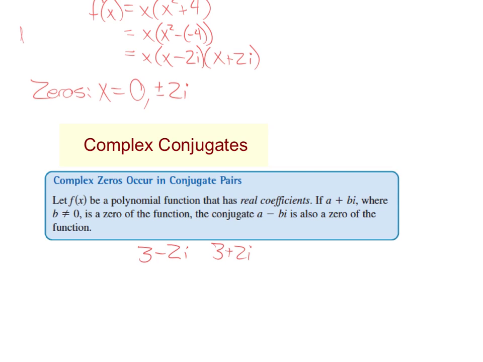This only applies when you have a complex number that has an imaginary part. If I had 5 plus 4i root 3, what else would I know? 5 minus 4i root 3. Yeah, I would also know that that's a 0. So these always come in pairs like this. The complex conjugates will always be zeros in pairs.